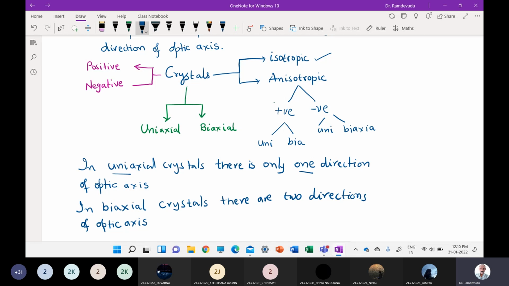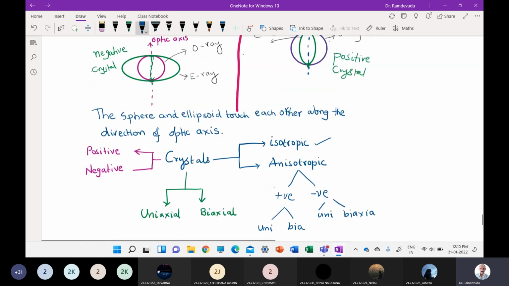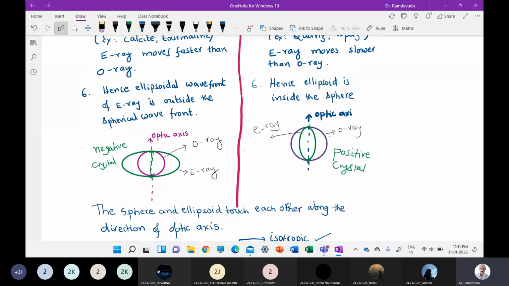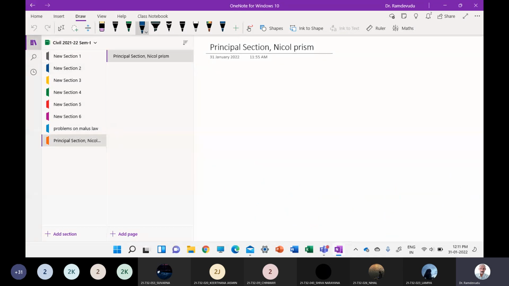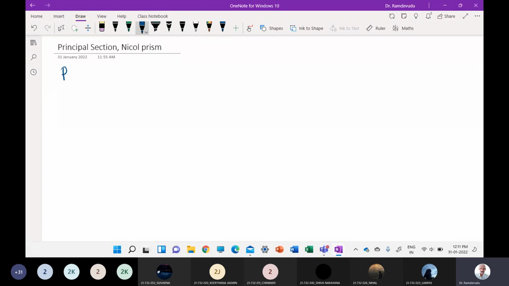Now we look at what is actually the plane of polarization, plane of vibration, and principal section, and how to see the crystal structure of calcite, because one of the best utilized crystals is calcite, which is a negative crystal. We will look at the crystal structure of calcite, and also some important definitions. Here we have the plane of polarization and the plane of vibration.